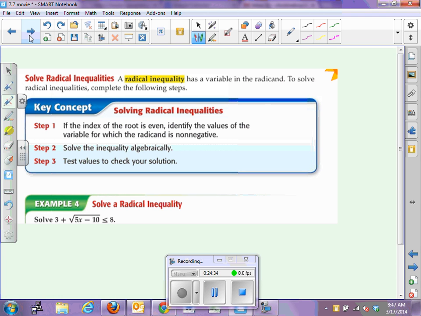if the root is odd, you can have a negative number under the radical because, for example, what number times itself 3 times is -1? Well, it's -1. So an odd root is okay to have a negative number underneath. So we're going to go ahead and solve the inequality algebraically, and then we're going to test the values to check the solution.